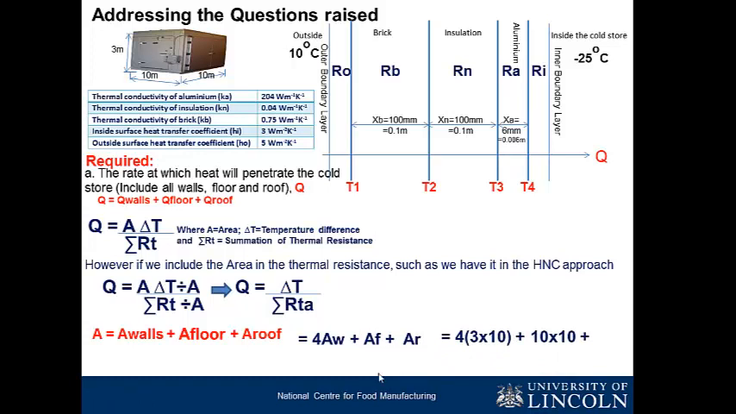So we have 4, because we have 4 walls. Then for one it is 3 times 10. Then for the floor it is 10 times 10, and for the roof it is also 10 times 10. So we have this as the area. Now we've been able to establish our area to be 320 meters squared. That's our area, meters squared.